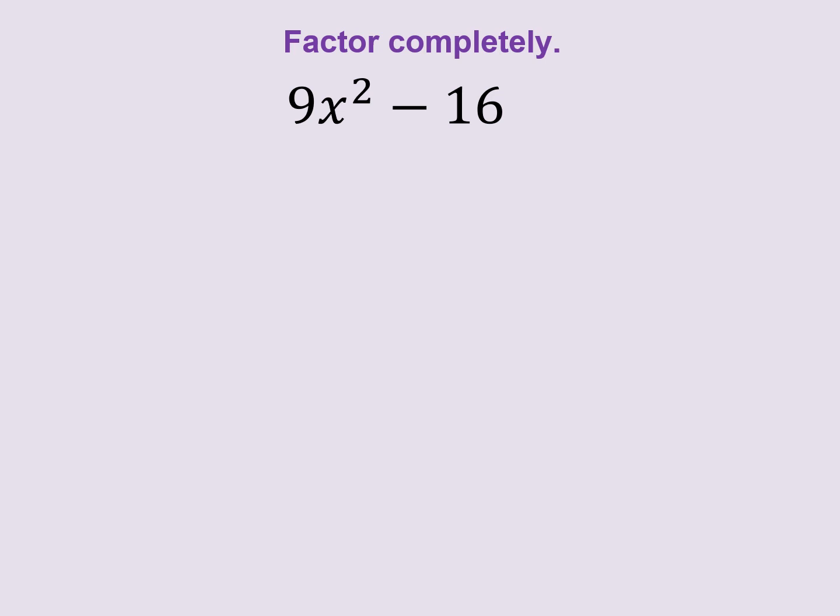2 terms means it could be difference of perfect squares. So I ask myself 3 questions. Question 1, is the first term a perfect square? 3 times 3 makes 9. X times x makes x squared.